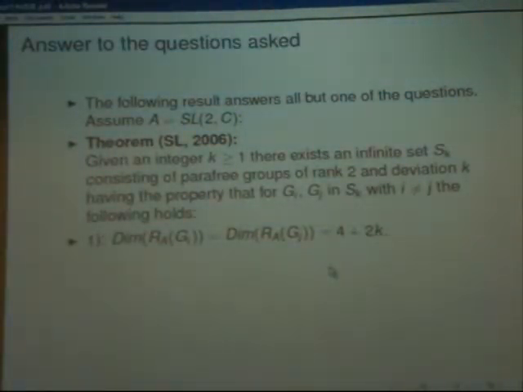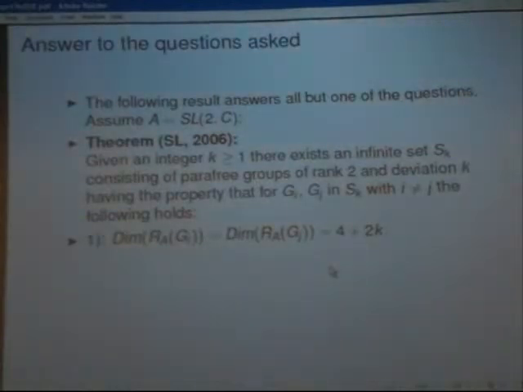Given an integer k, there exists an infinite set S sub k consisting of Parafree groups of rank 2 and deviation k, having the property that for G_i and G_j in this infinite set, with i not equal to j, the following holds. The dimension of the space representation of G_i equals the dimension of the space representation of G_j, and this is equal to 4 plus 2k.